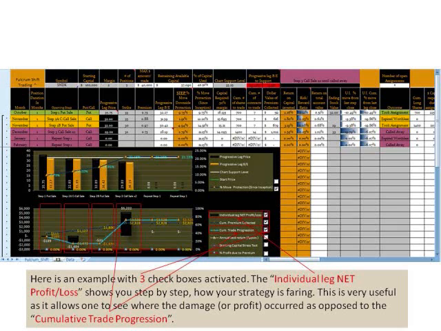Here is an example with 3 checkboxes activated. The individual leg net profit loss shows you step by step how your strategy is faring. This is very, very useful as it allows one to see where the damage or profit occurred as opposed to the cumulative trade progression.